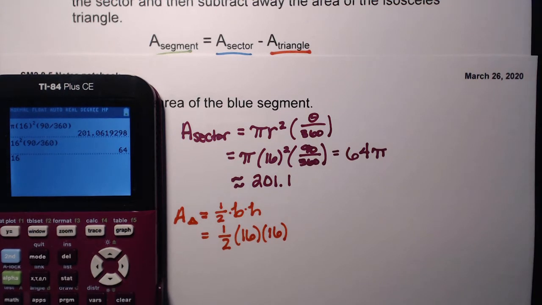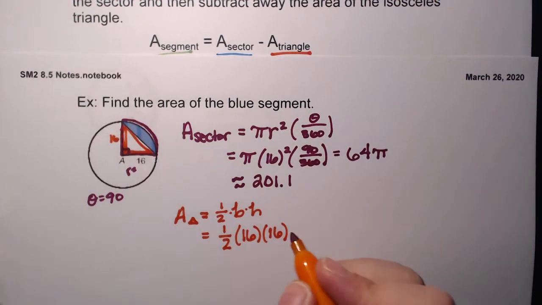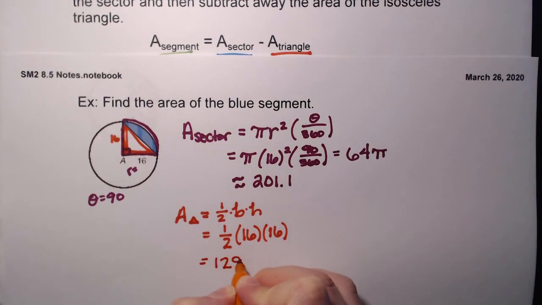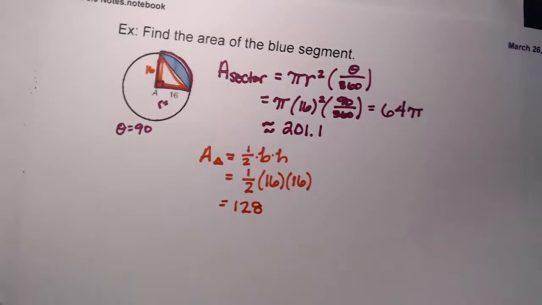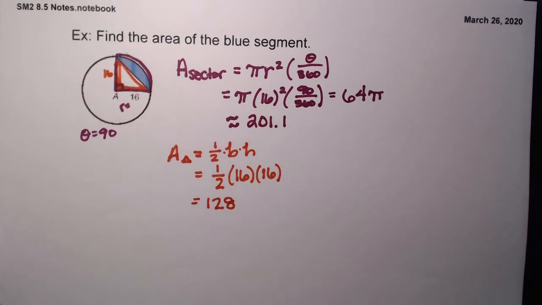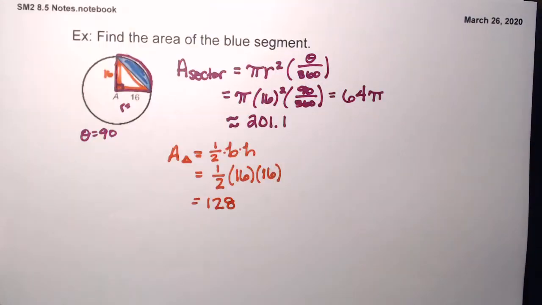So now I have 16 times 16, and either multiply by 1 divided by 2, or you can just divide by 2, or what I like to do is multiply by 0.5 because then I don't get lost in any of the fractions. So then to get my final piece, I'm going to subtract them, and that's going to give me that blue piece.